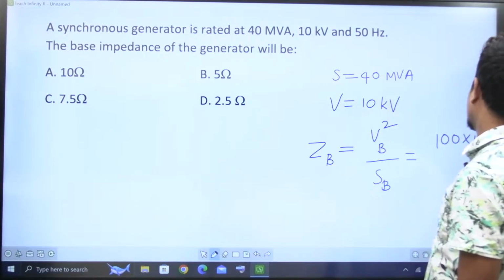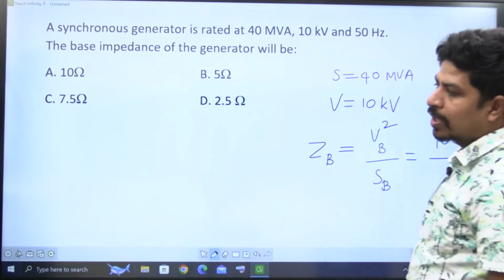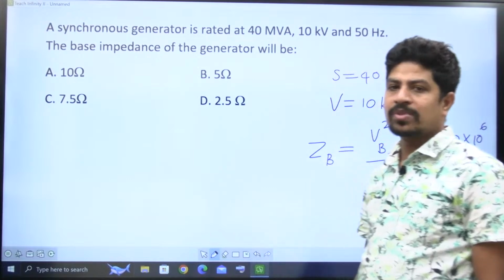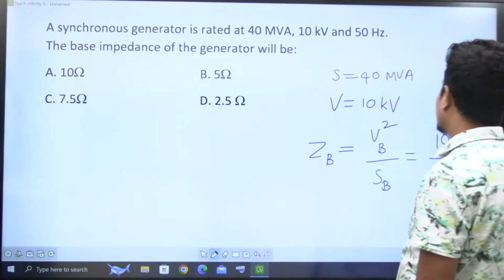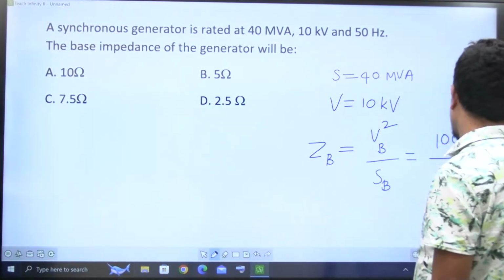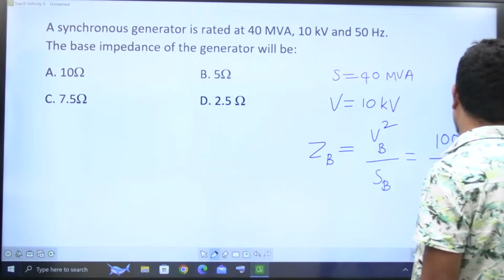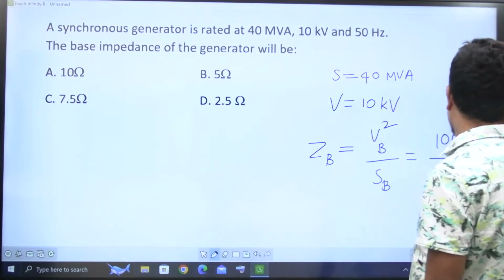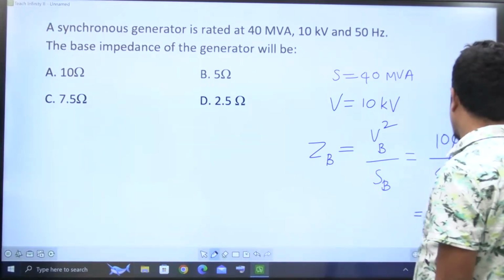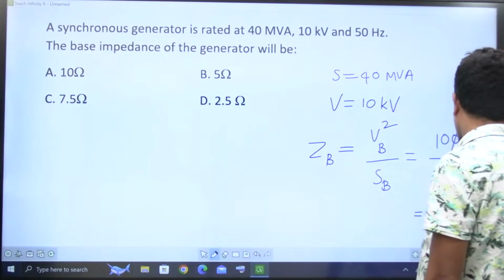Why? Because 10 kV is 10 into 10 cube, and squaring gives 100 into 10 to the power of 6, divided by S base, which is 40 MVA, meaning 40 into 10 to the power of 6. The 10 to the power of 6 cancels, the zeros cancel. You are left with 10 divided by 4, that is equal to 2.5 ohms.